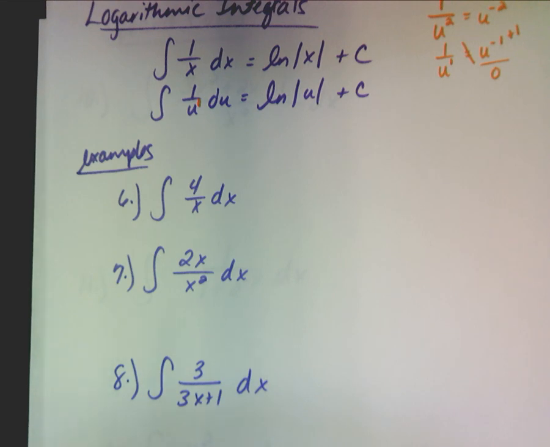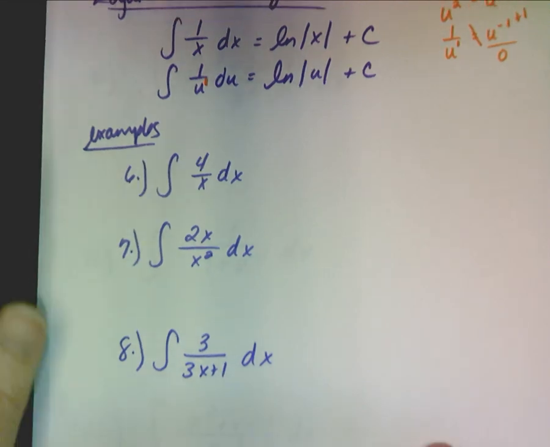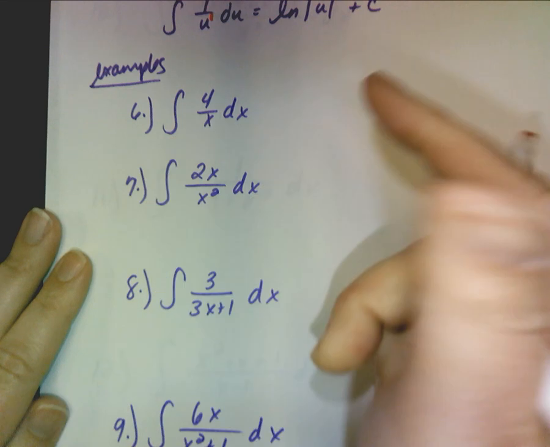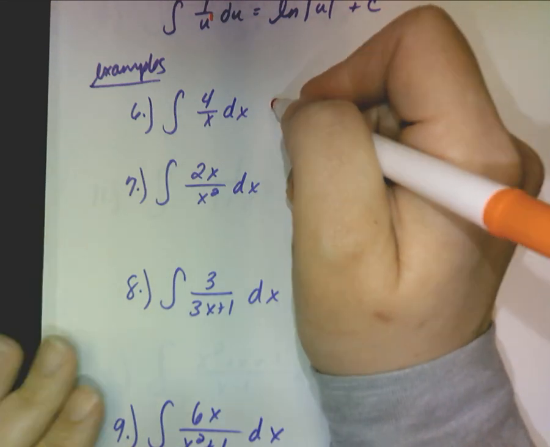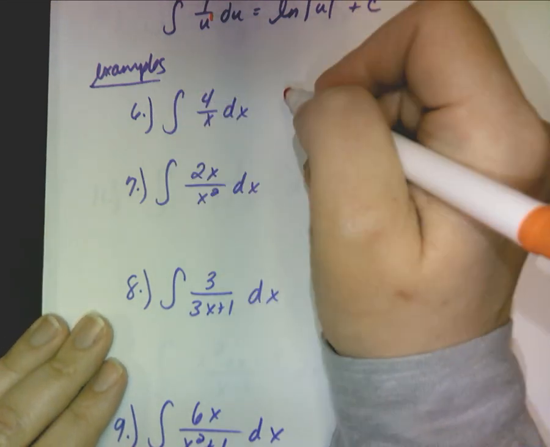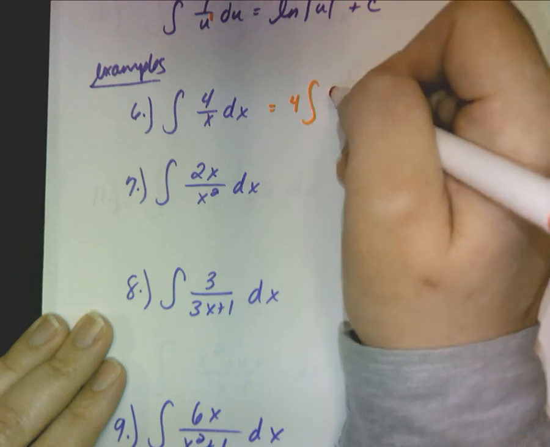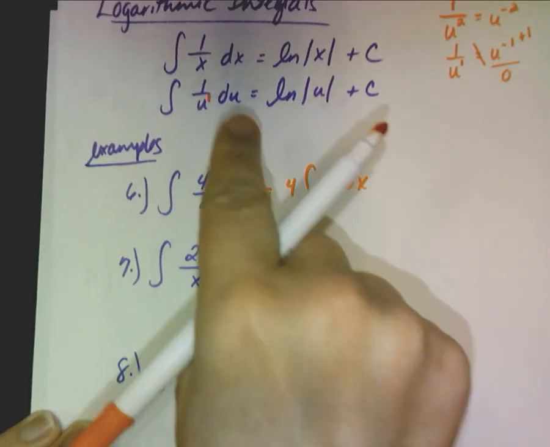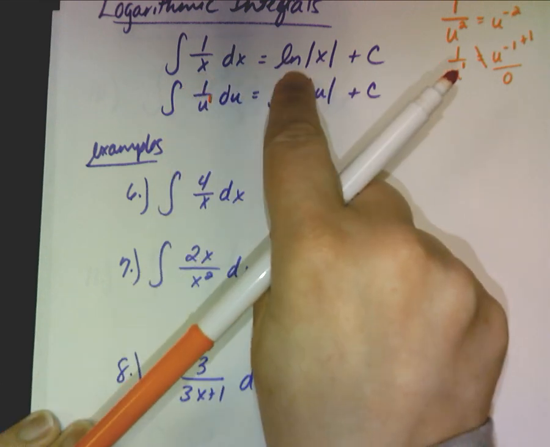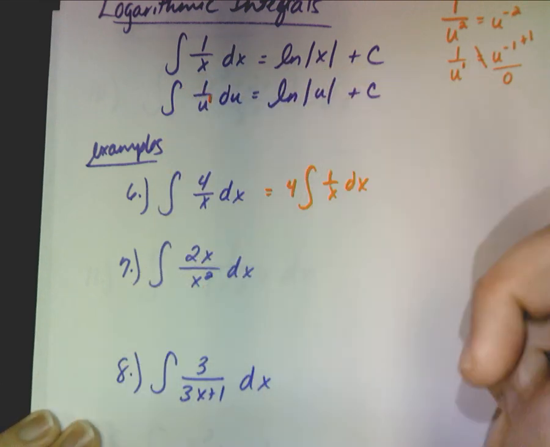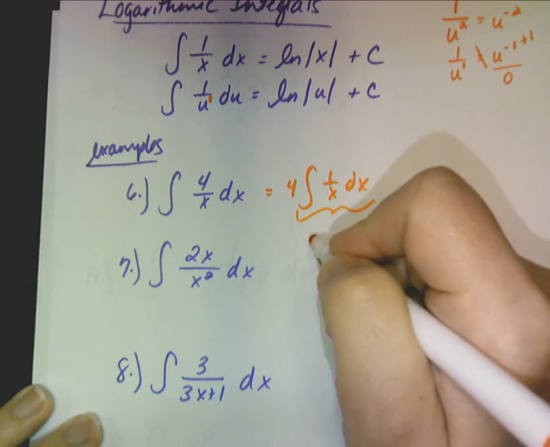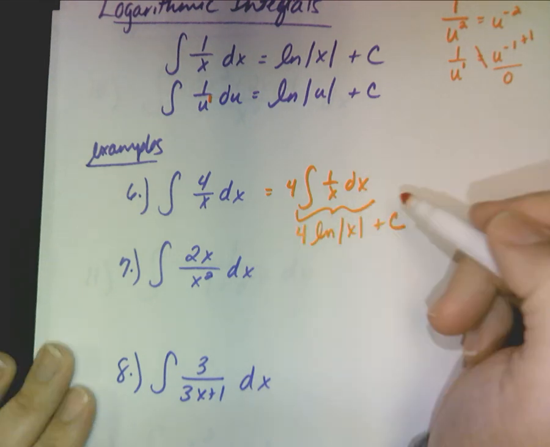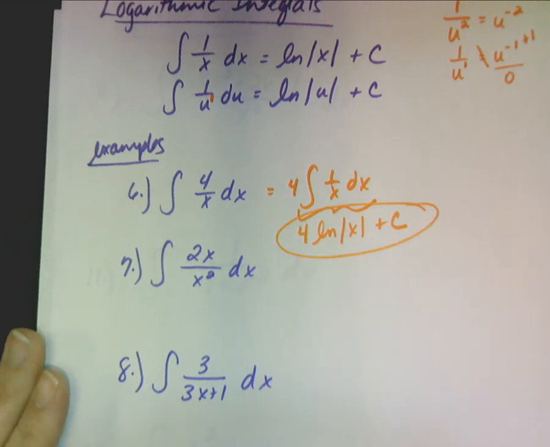So if I take the integral of 4 over x dx, again, that 4 I can pull out. So that'd be 4, take the integral of 1 over x dx. The integral of 1 over x dx, you just write it as ln x plus c. So this right here is ln of x plus c, and then multiply by 4. Easy peasy.